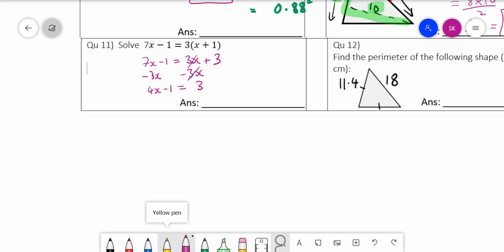Now to eliminate the negative, the minus 1, I'm going to add 1 to both sides. I get 4x equal to 4. And then I'm going to eliminate the times 4 by dividing by 4. Do it to one side, do it to the other. That cancels that. And x equals 1 because 4 over 4 is 1. Make any notes that you need to. Pause the video, press play, and you're ready to keep watching.